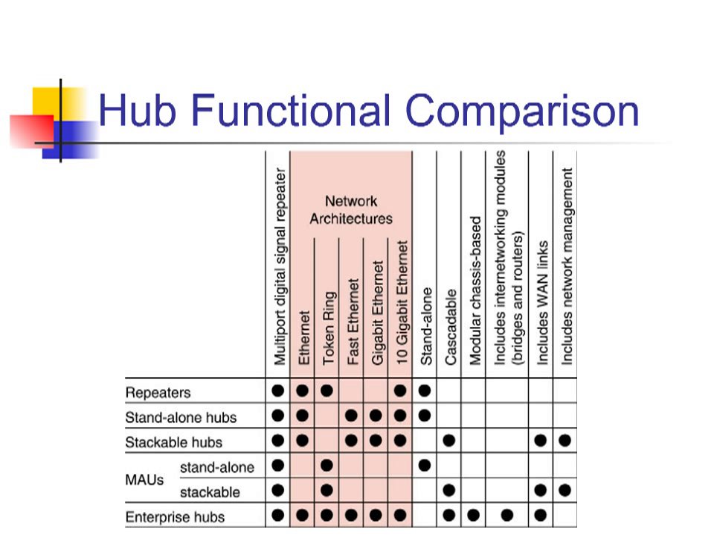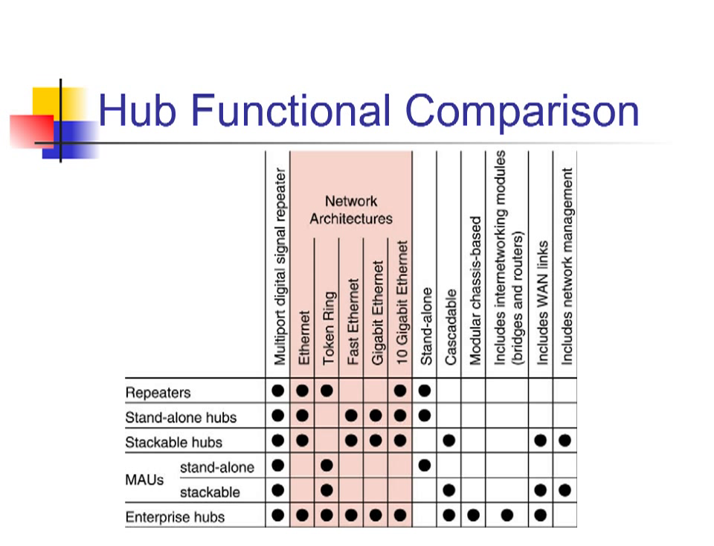So repeaters in the early days just had two ports, one on each side, but then they started to have multi-port repeaters, which really turned into hubs. And so then, of course, we looked at standalone hubs, we looked at stackable hubs, we looked at enterprise hubs.